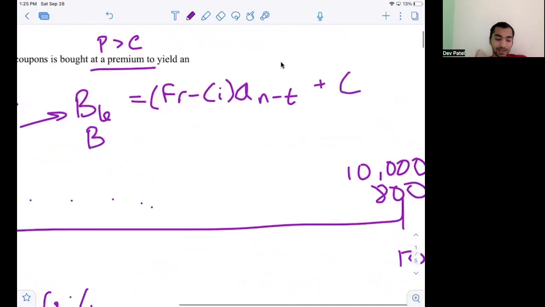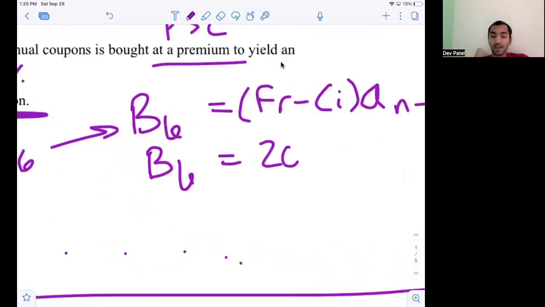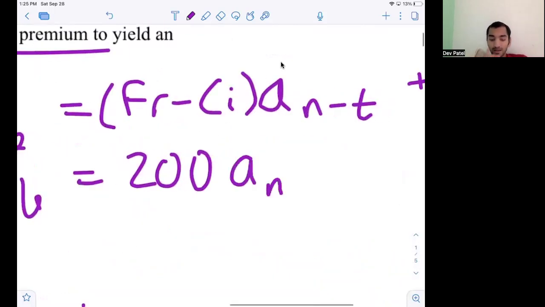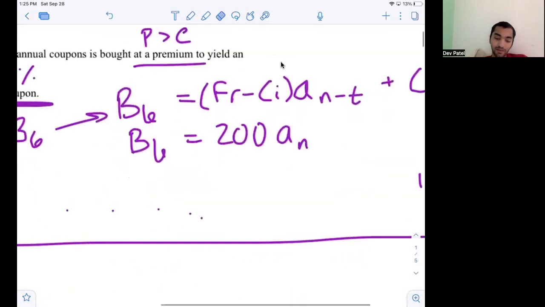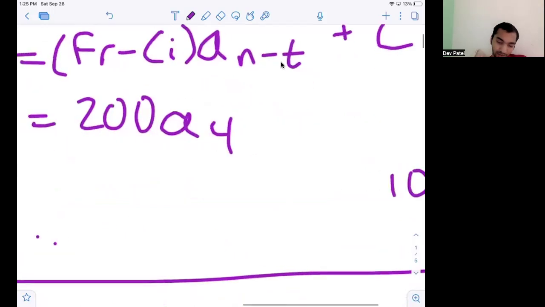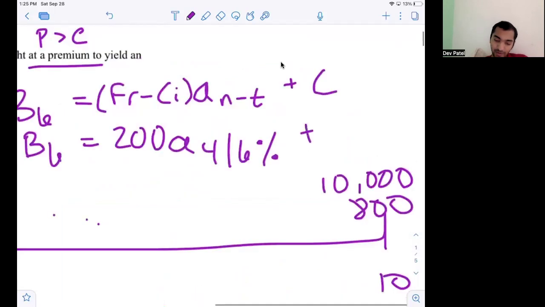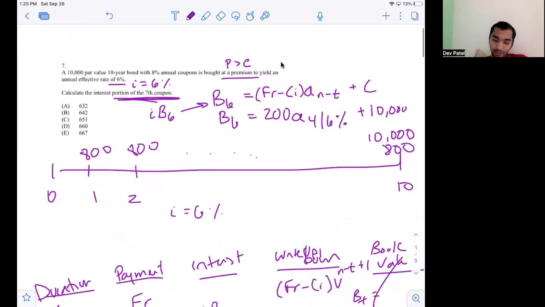So if we do B6 equals, so r minus i is just 2%. So 2% of 10,000, right? That's just 200. A of n minus t, in this case n is 10, t is 6, so this will be a of 4, right? 10 minus 6, and effective rate of 6%, plus C, which is 10,000. And now we can simply put this into our calculator.